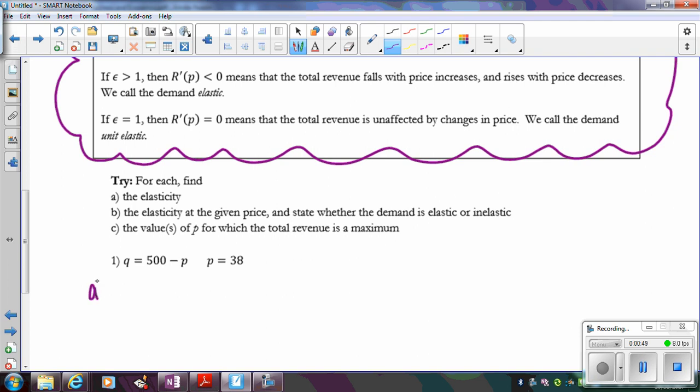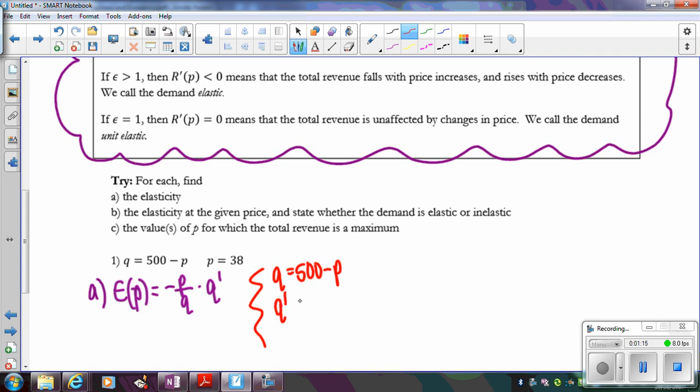For part A, I'm going to use epsilon of P is equal to negative P over Q times the derivative of Q. Before I start plugging in, off to the side here, I'm going to find the derivative of Q. So I have Q is equal to 500 minus P, and that'll always be given to you. The derivative of that is just going to be negative 1. Then that's going to get plugged into this formula here.